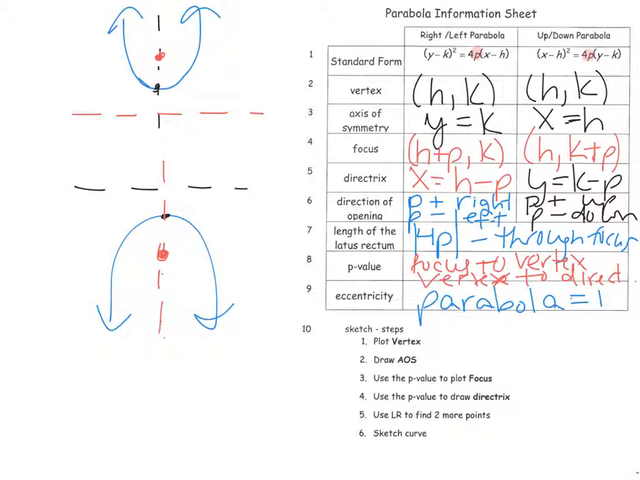So once again, this concept of the p-value is here: that distance is p units away, this distance is p units away, this distance would be p units away, and this distance would also be p units away. And you still have your latus rectum, so this distance right here is 4p, so you've got 2p on this side of it, 2p on this side of it. This distance here is 4p, so that's the same.